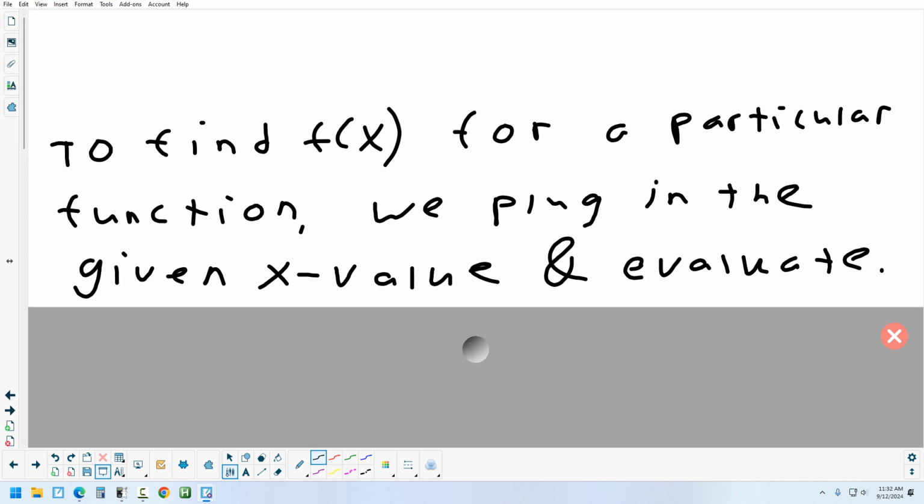Okay, so evaluate. What does that mean? When you see something that says evaluate, they're going to give you something to plug in. Sometimes it's a number, sometimes it's a letter. But whatever they give you, you plug it in, and then you simplify as much as you can.